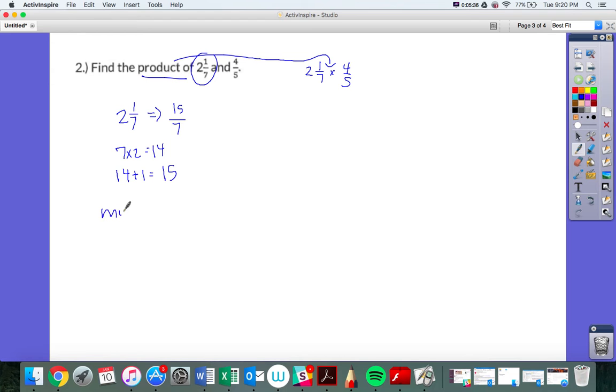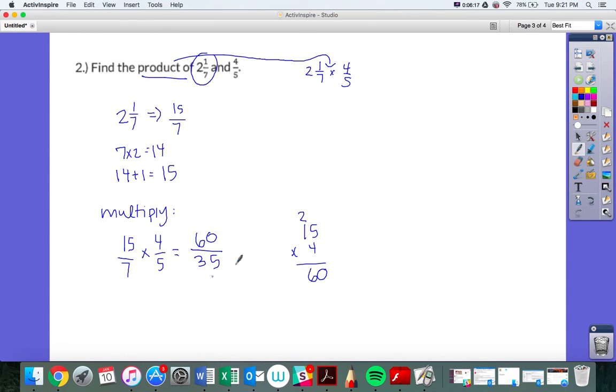Now I'm going to multiply. So I'm going to take 15 over 7, that's the new fraction I found, and multiply it by 4 over 5. So I'll multiply my top times my top. 15 times 4, I don't know that fact off the top of my head, so I'm just going to write it off to the side. So 4 times 5, I know that. That's going to be 20, so I'm going to drop my 0 and pop my 2. 4 times 1 is 4 plus 2 is 6. That's going to give me 60 as my numerator. And then 7 times 5 is going to give me 35. That's a fact that I do know.